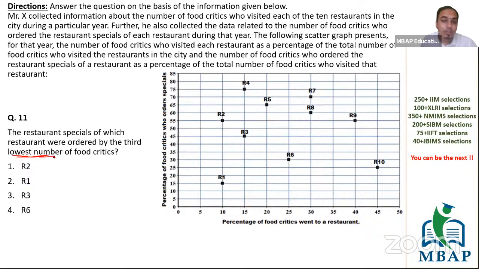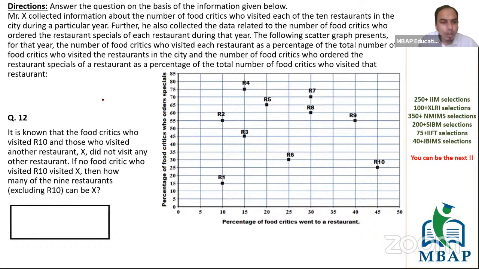They're not actually asking you for the lowest. We are very clear, lowest might be R1 only. So you can have a quick comparison of these four values, get the answer. Again, not a very difficult question. Overall, this is not a very difficult set to be attempted.